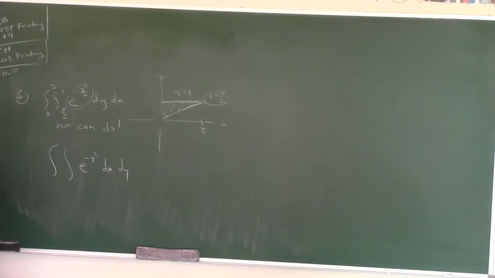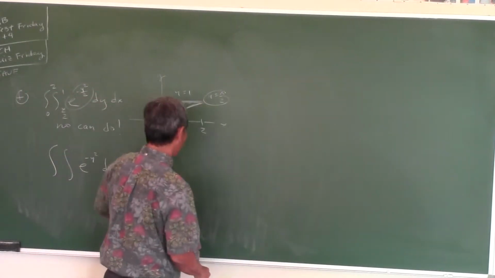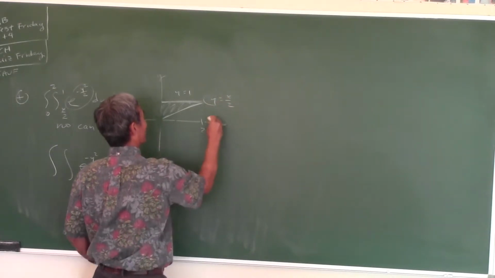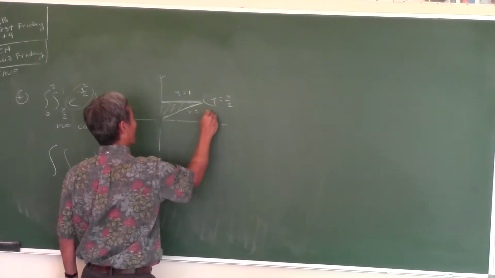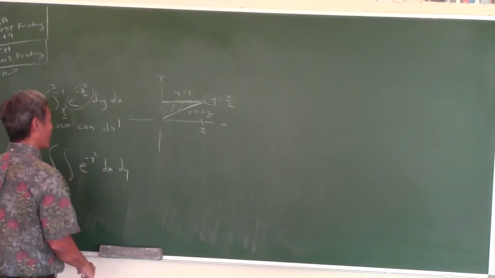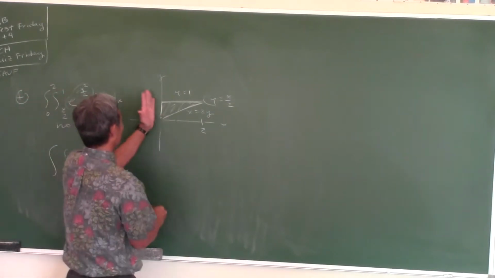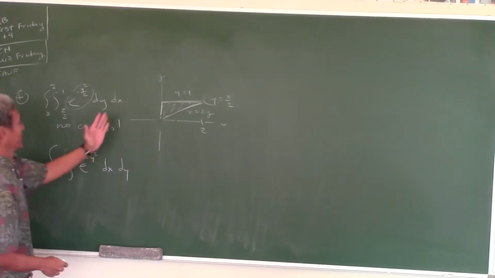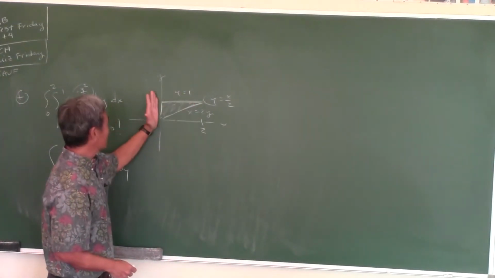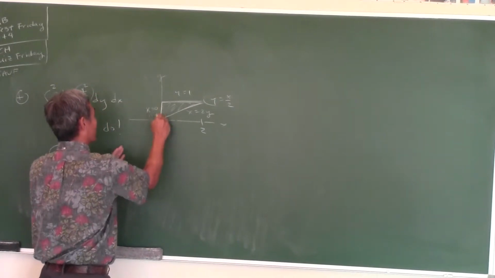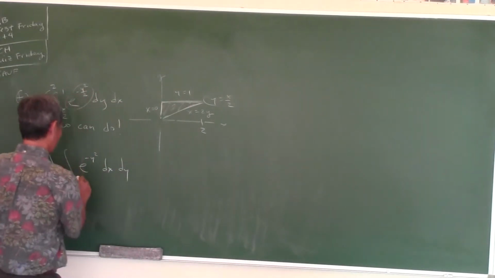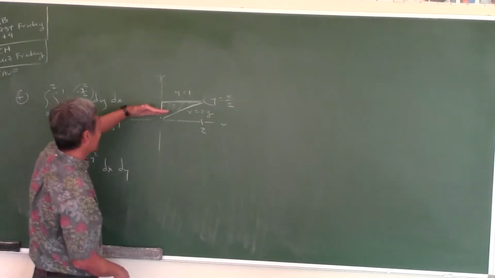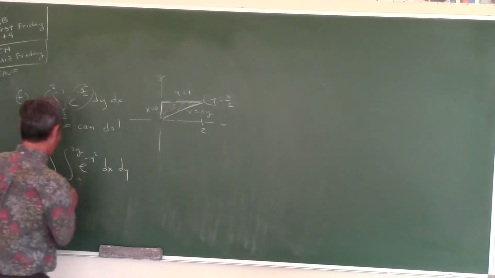So let's go with respect to x first. If I do it with respect to x first, y equals x over 2, you gotta solve for x. So this is x equals 2y. So that means we're gonna go from here to here. What's the equation of this? I'll give you a hint. It's x equals 0. So 0 to 2y. And then we're going to integrate with respect to y last, so it's going to go from here to here. That's 0 to 1.